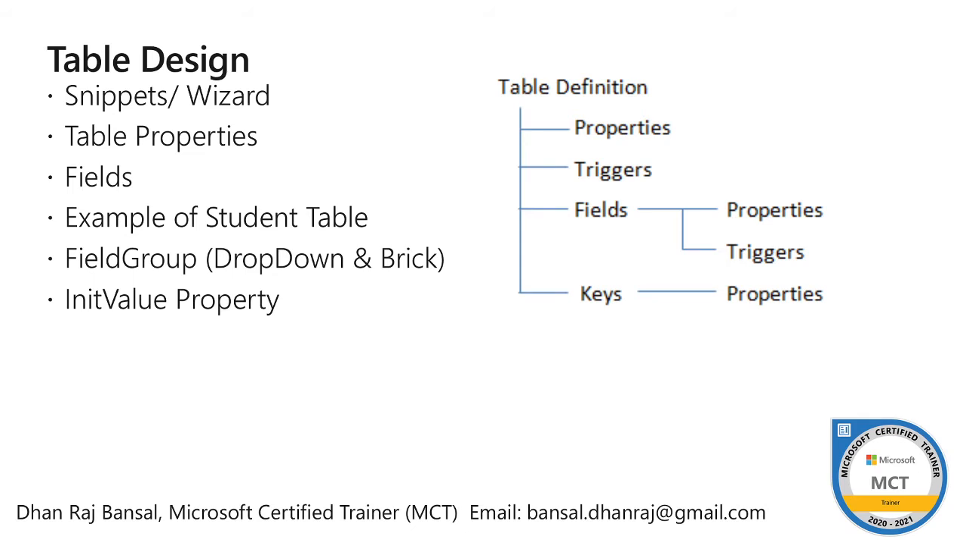And keys also have properties like clustered or not, and what are the components of keys. We have covered the example of the student table. We will see field group, drop down and brick, and init values. Some init value, for example, if we define a boolean field.